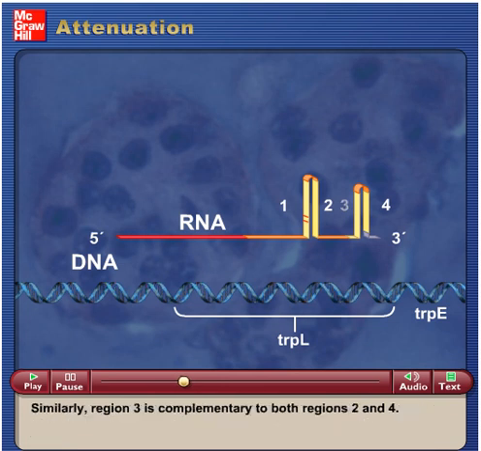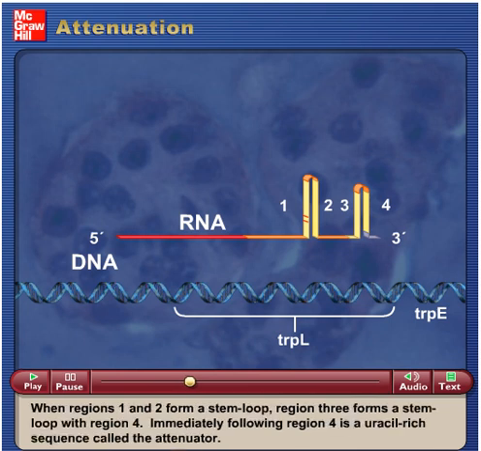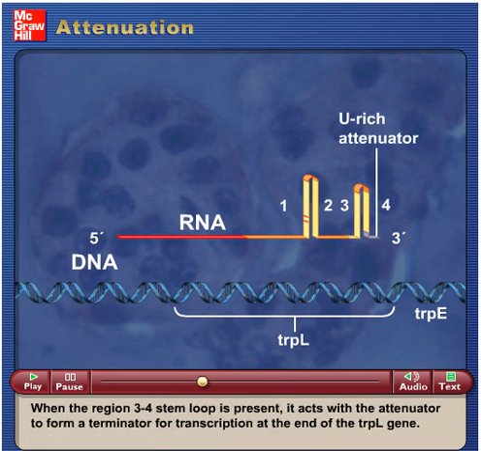Similarly, region 3 is complementary to both regions 2 and 4. When regions 1 and 2 form a stem loop, region 3 forms a stem loop with region 4. Immediately following region 4 is a uracil-rich sequence called the attenuator. When the region 3-4 stem loop is present, it acts with the attenuator to form a terminator for transcription at the end of the TrpL gene.